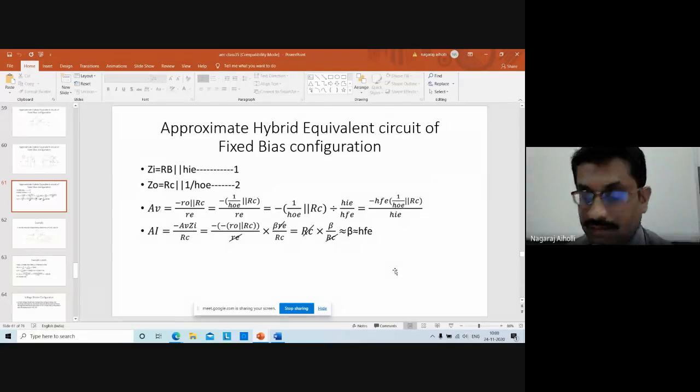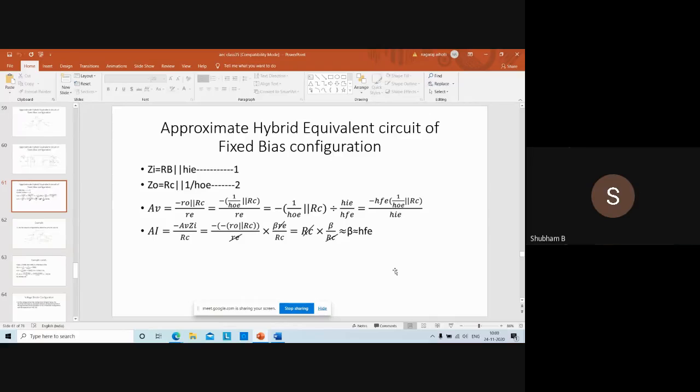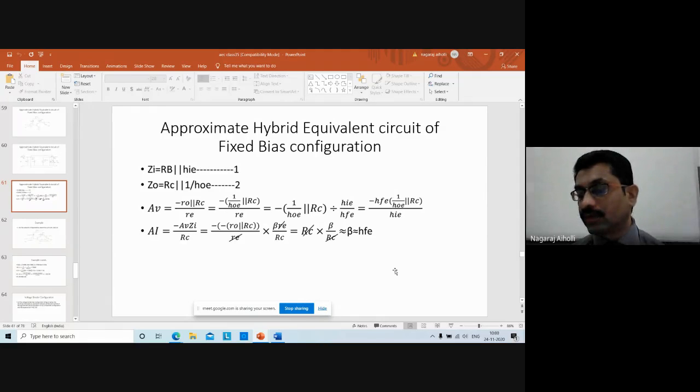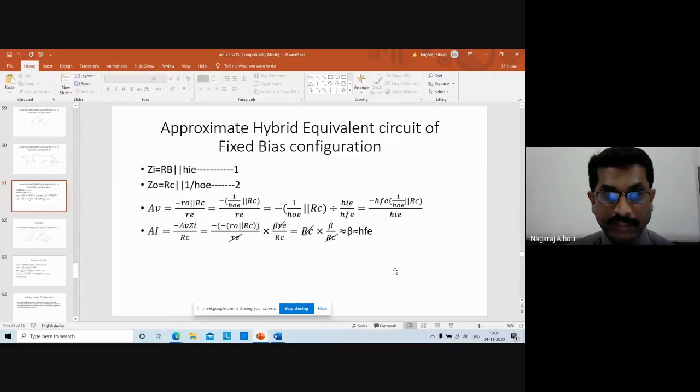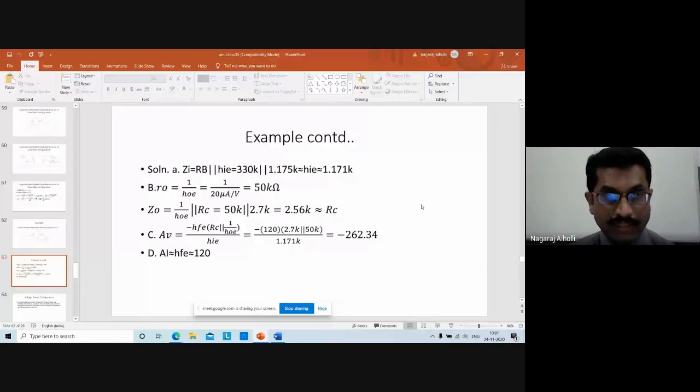So minus 261.44. Exactly, minus 261 or approximately minus 262.34. Here one slight adjustment we have to do. Whatever HIE we are taking, we have to take it as 1.171 K. That's why I mentioned there: ZI is approximately equal to HIE, that is approximately equal to 1.171 K.